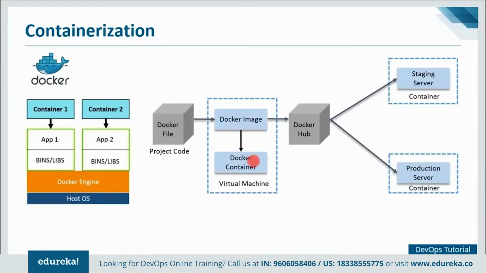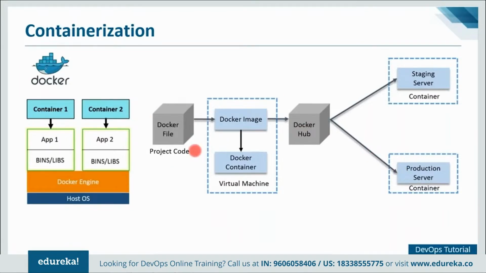Let me repeat it once more. We have written the complex requirements for a microservice application in an easy-to-write Dockerfile. From there, we have created a Docker image, and with the help of the Docker image, we can build as many containers as we want. Now that Docker image, I can upload onto Docker Hub, which is nothing but a Git repository of Docker images. You can have public repositories, you can have private repositories there. And from Docker Hub, any team, be it staging or production, can pull that particular image and prepare as many containers as they want.